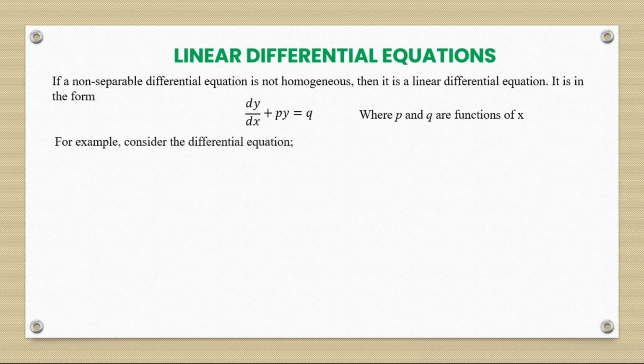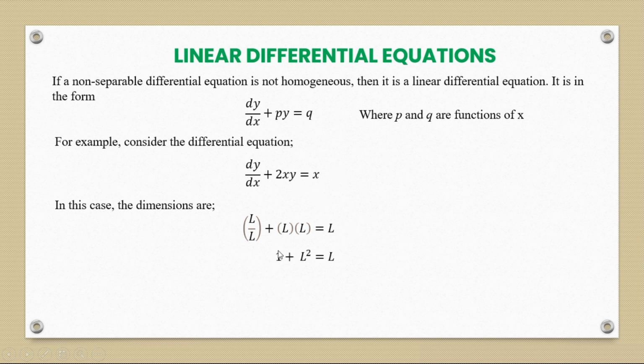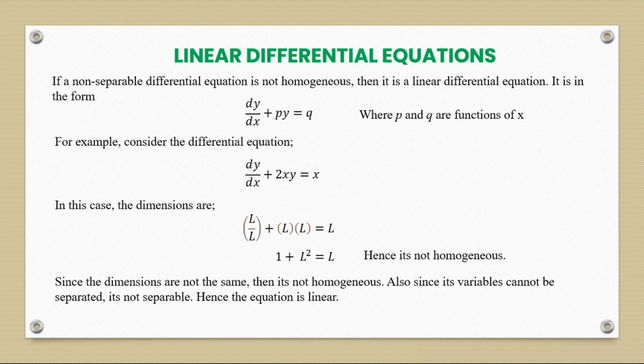So for example, consider the differential equation dy/dx plus 2xy is equal to x. In this case, the dimensions are L over L plus L times L is equal to L. As you can already see, we'll have 1 plus L squared is equal to L. So hence, this is not homogeneous. Since the dimensions are not the same, it's not homogeneous. Also, since its variables cannot be separated, it is not separable. Hence, the equation is linear.